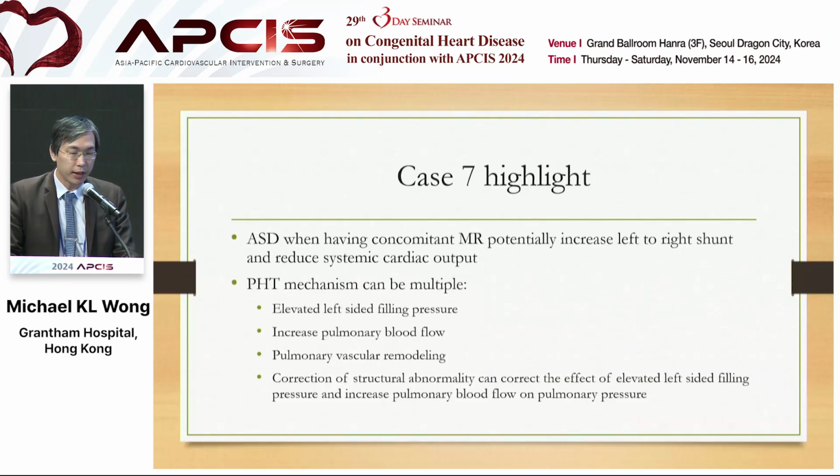So this case highlights that when ASD also has concomitant mitral regurgitation, because of the hemodynamic physiology it would increase the left to right shunt ratio and also reduce systemic cardiac output. And the pulmonary hypertension in this type of complex situation can be multifactorial. It can be due to left heart disease, elevated left side filling pressure. It can be due to the high pulmonary blood flow with more than 8 liters per minute of pulmonary blood flow, and also long-term pulmonary vascular remodeling.